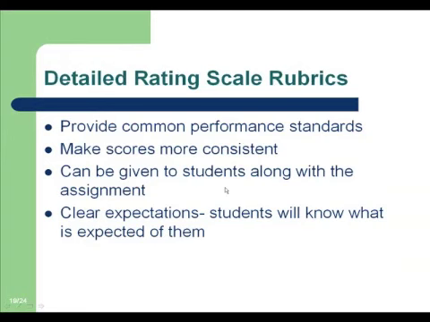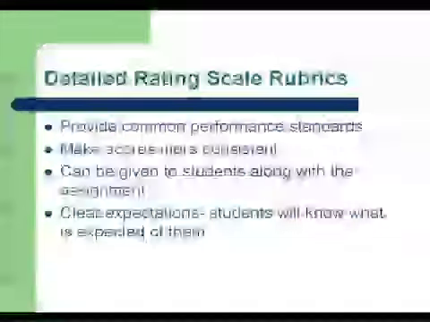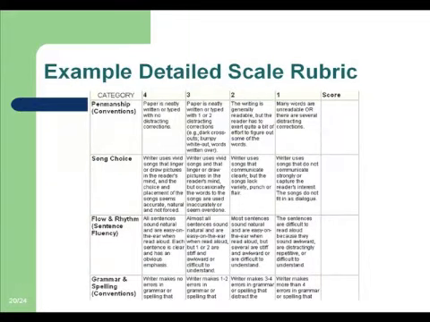Now, you may not be happy with just simply telling the students they're good, fair, or poor. You may want to provide some more detail to them. And you can do that with a detailed rating scale rubric, which provides common performance standards and makes the scores more consistent. All of these rubrics can be given to students along with the assignment in advance, but the detailed rating scale gives clear expectations of what the students will be expected to do. And this is what one would look like.